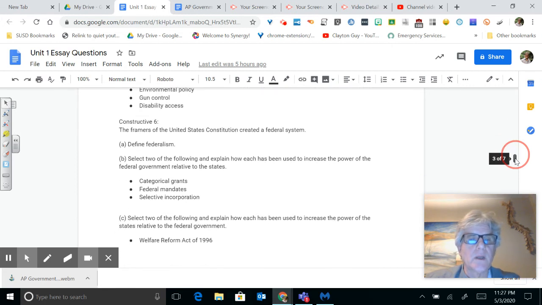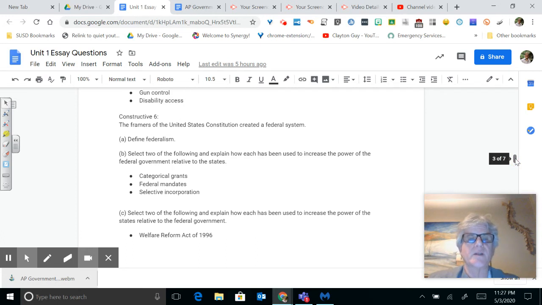Constructive, number 6. The framers of the Constitution created a federal system, defined federalism as the division of power between state, federal, and local areas. Select 2 of the following, so you only have to do 2, and explain how each has been used to increase the power of the federal government related to states.